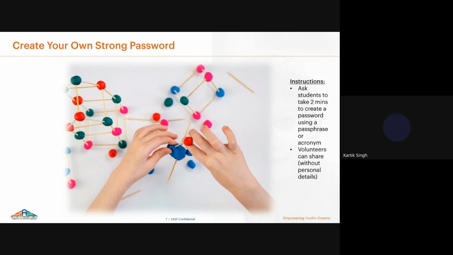But before that, there's an activity where you have to create your strong password using a passphrase or acronym. You can share your password in the chat box, where you don't have to include your personal details. It can be, for example, let's say your name is Harry, and you live in Delhi, and you go to a school, let's say a Kendriya Vidyalaya school, and you have to create a password for Harry. Now, what will be the strong password that you will create?